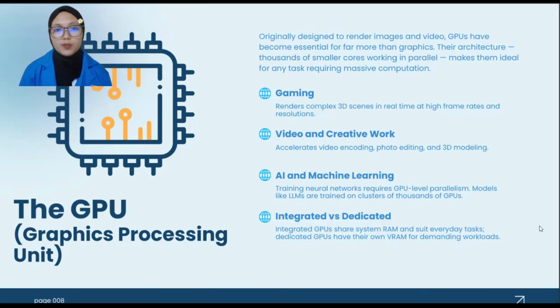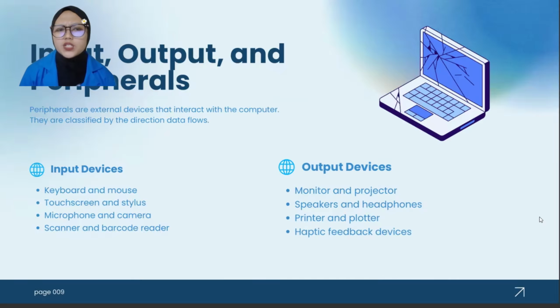Input, output, and peripherals. Peripherals are external devices that interact with the computer. They are classified by the direction data flows. Input devices are like keyboard, mouse, touchscreen and stylus, microphone and camera, scanner and barcode reader. Output devices are like monitor and projector, speakers and headphones, printer and plotter, haptic feedback devices.